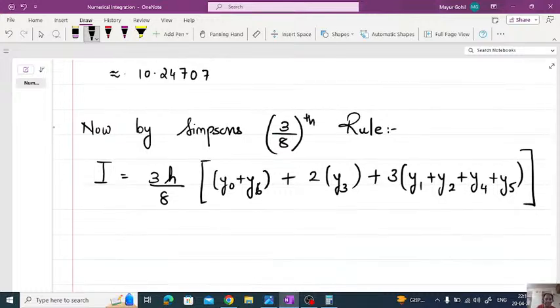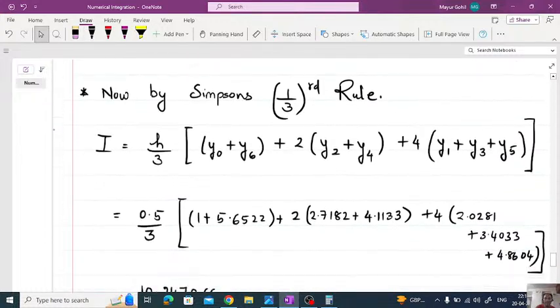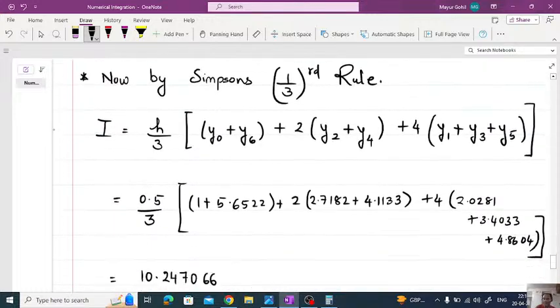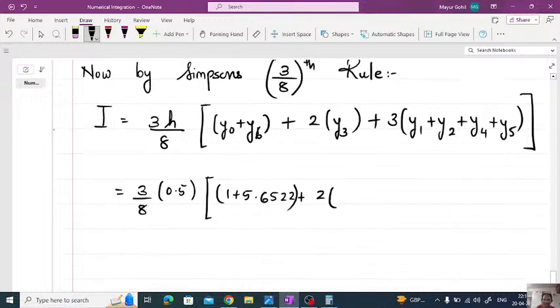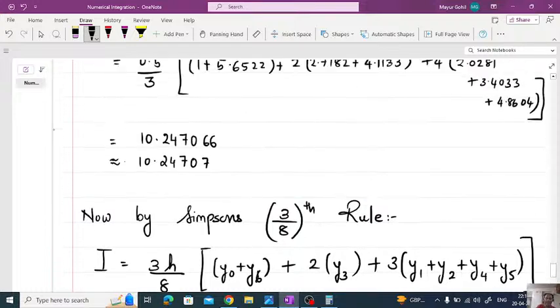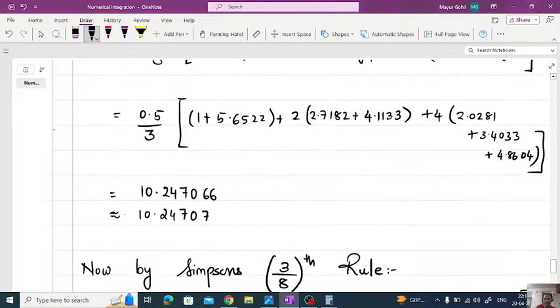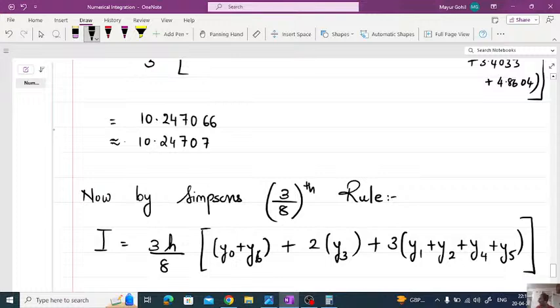So what is the answer in this case? 3 by 8 into 0.5 times 1 plus 5.6522, plus 2 times y3. 2 times y3 is how much? Y3 is 3.4033, and 3 times the remaining additions, y1 and all others, right? So you add them up.